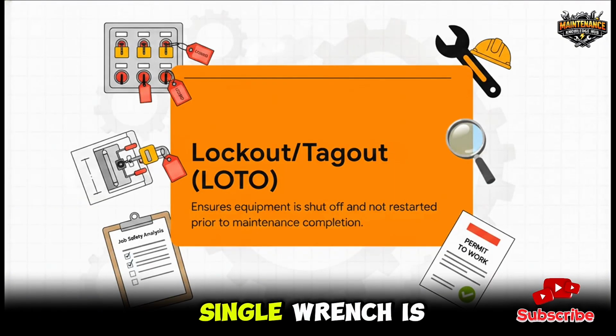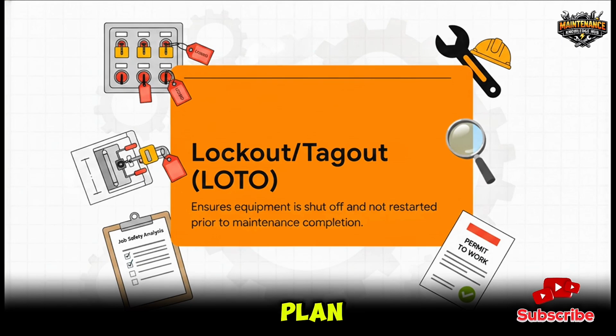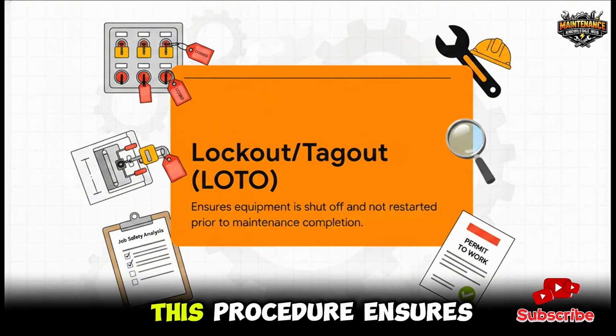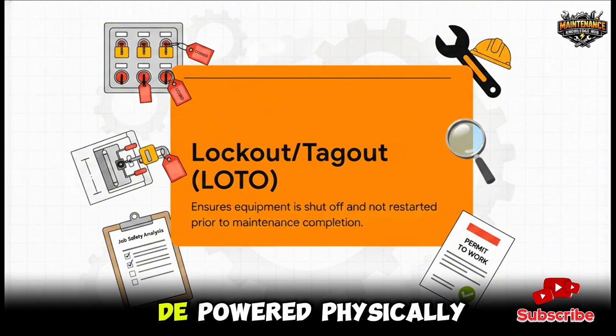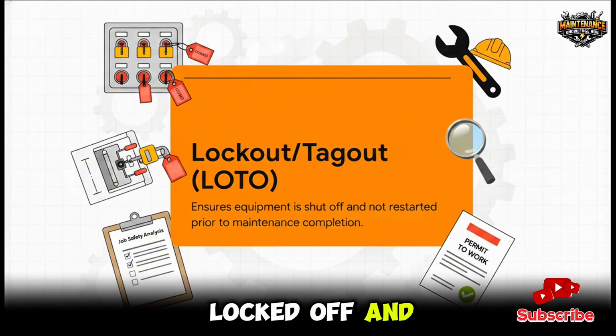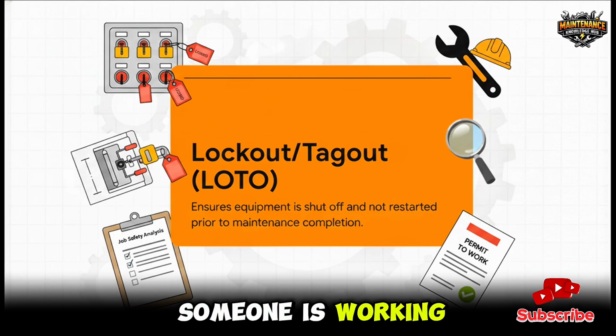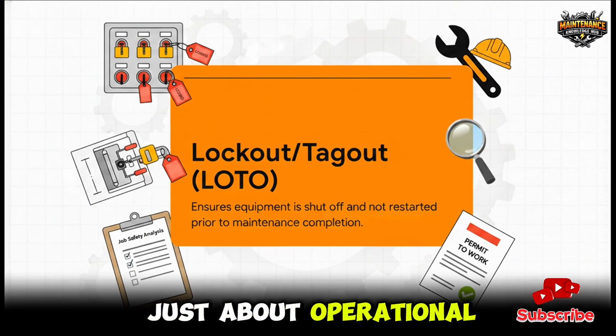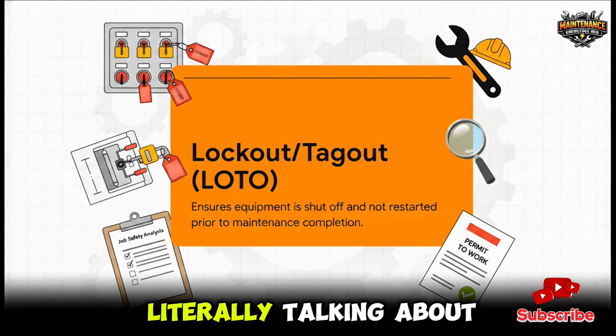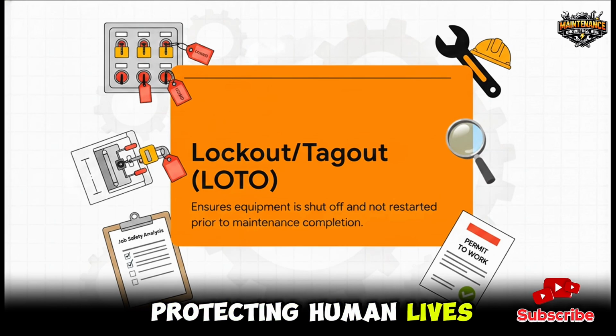Now, before a single wrench is even turned, we hit step 13, prepare safety plan. Let me be absolutely clear about this. This is completely non-negotiable. Every single maintenance plan must include a job safety analysis, permits to work, and most critically, LOTO, lockout, tagout. This procedure ensures the equipment is totally depowered, physically locked off, and literally cannot be restarted while someone is working on it. This step isn't just about operational efficiency. We are quite literally talking about protecting human lives.